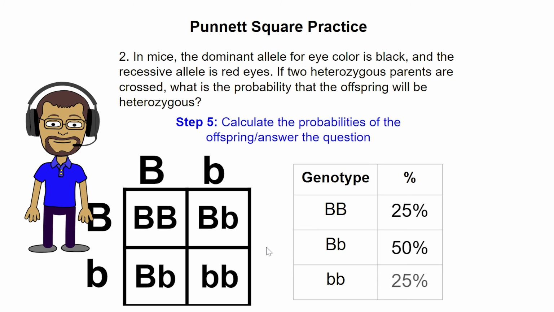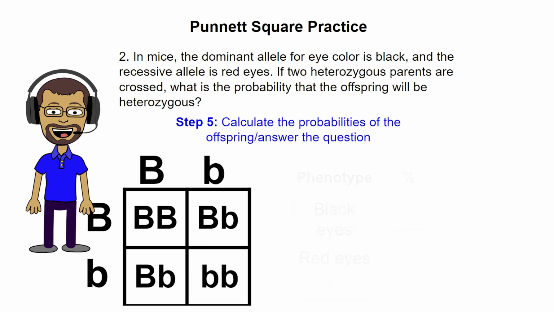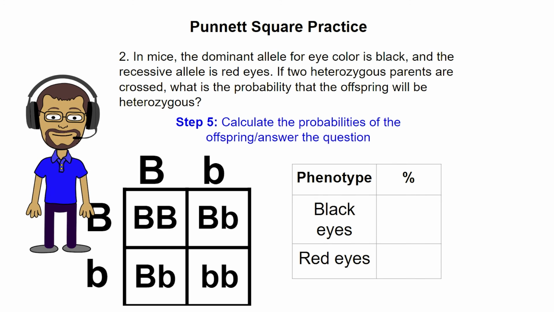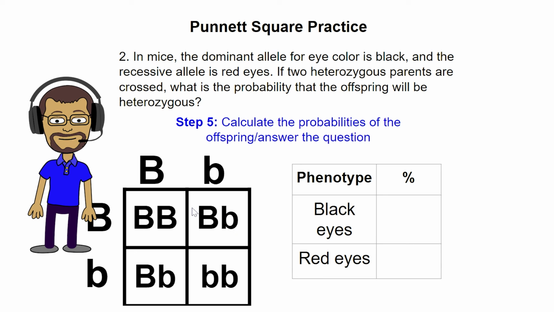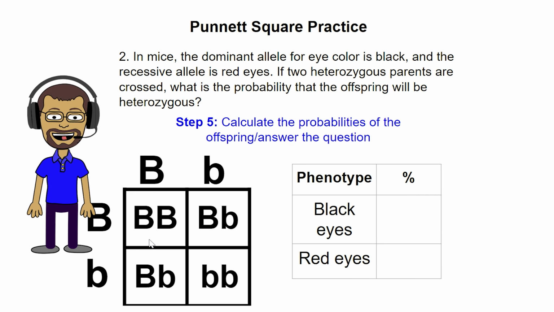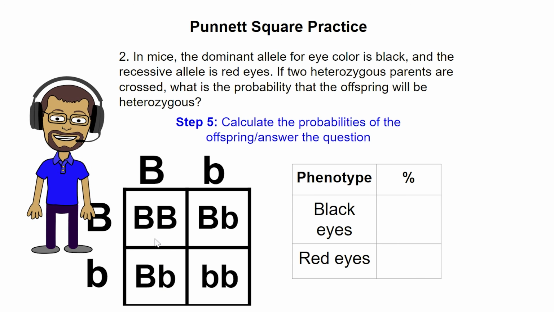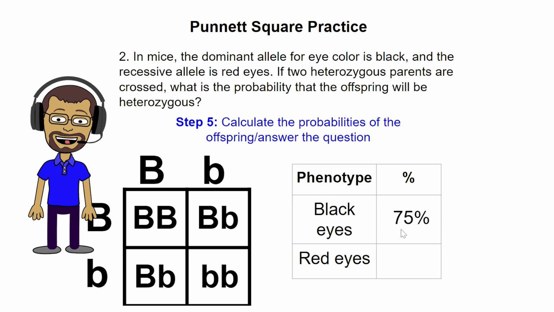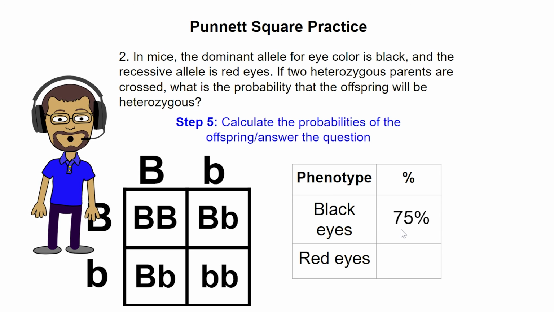So that's the genotypes. But moving on along to the phenotypes, we could have black eyes, or we can have red eyes. Remember, we said big B, big B, and big B, little b. Those both are going to give you the phenotype of black eyes. There's 3 squares here with either one of those. So 3 squares, 25 plus 25 plus 25, that's going to give us 75%. And then the last one here, little b, little b, which will give us red eyes. There's only 1 square, so that's 25%.